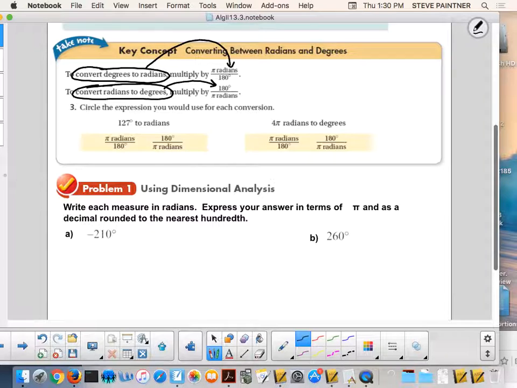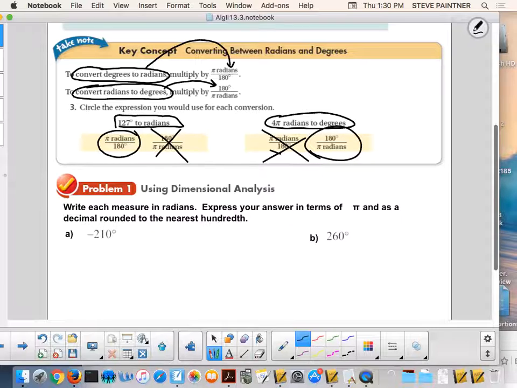Okay, so how would you do this? What would you multiply by if you're trying to change 127 degrees into radians? Which one would you multiply by, this one or this one? Yeah, if you want radians, you make sure you put radians on top. The second one, radians, let's change it over to degrees. What do you want to multiply by? Second one, you want degrees on top. And that's what you're going to do. You're converting units. You just want one unit to go away and one unit to appear.